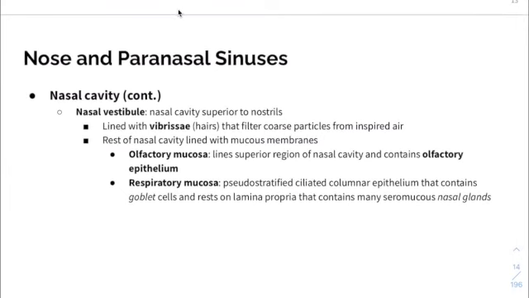A nasal vestibule is the area just above those nostrils. That's the area that is lined with those hairs, or vibrissae. And that's what helps filter the air. It helps to keep us from breathing in any kind of pathogens or foreign invaders that could hurt us or make us sick.